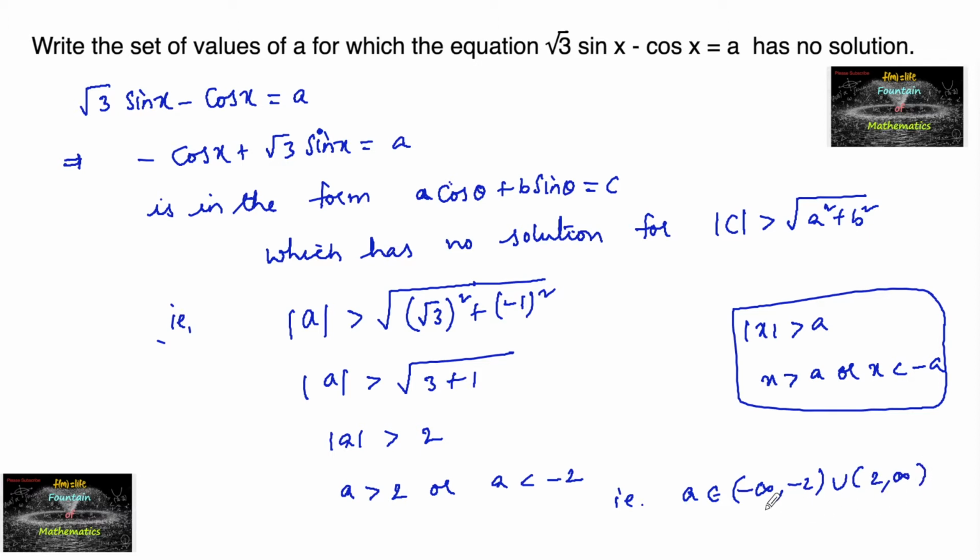It is above 2 and below minus 2. So for a in minus infinity comma minus 2 union 2 comma infinity, the given equation has no solution, right? Thank you.